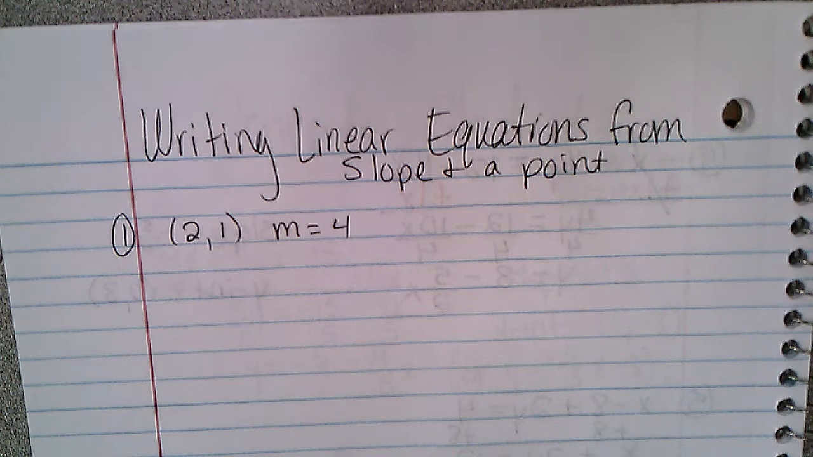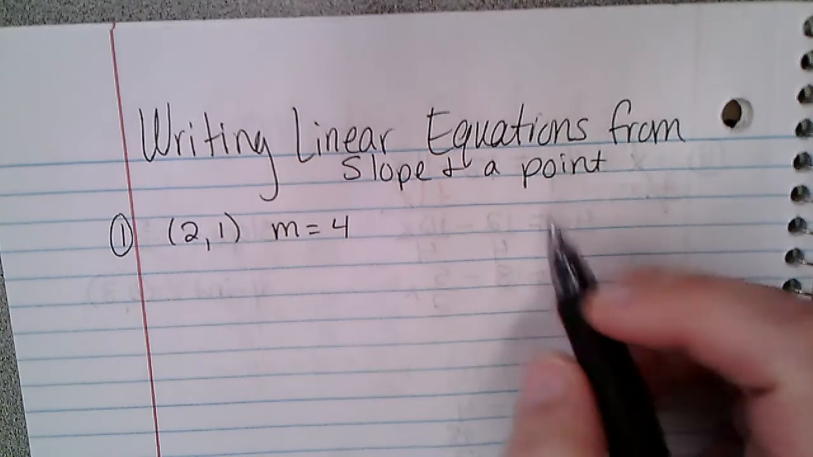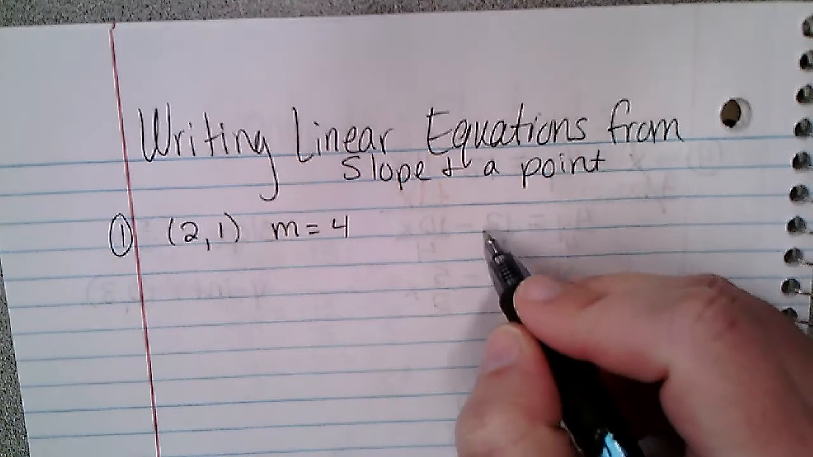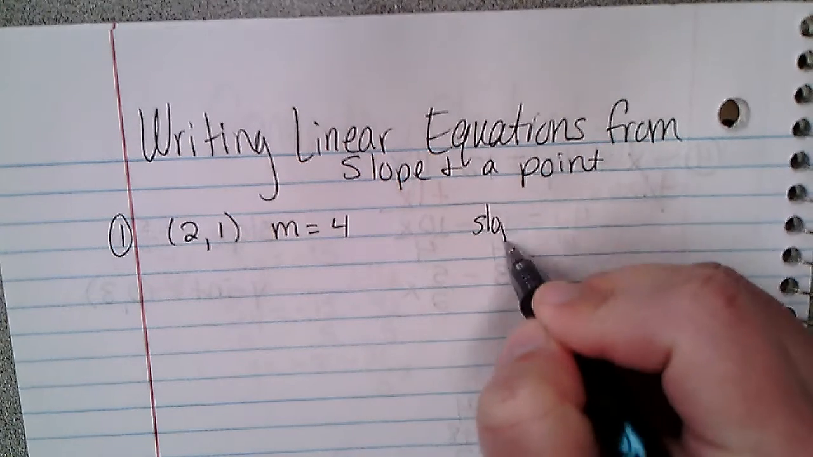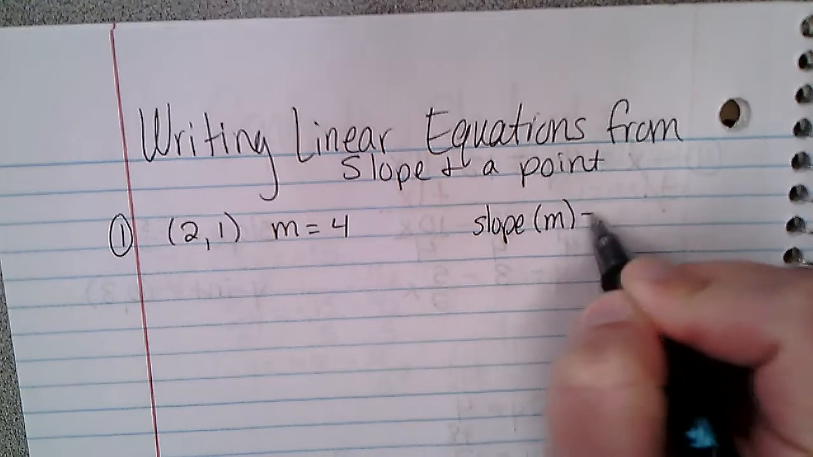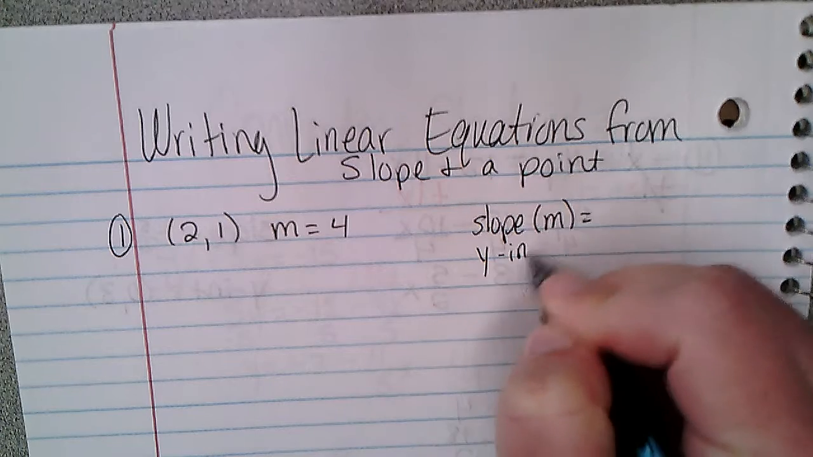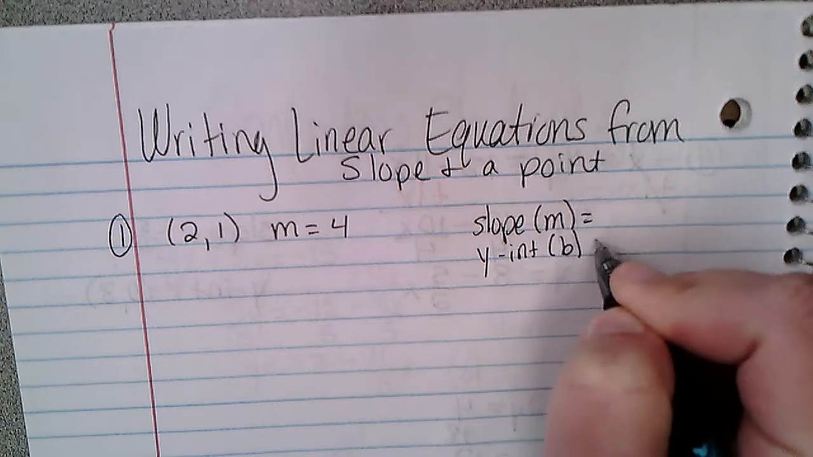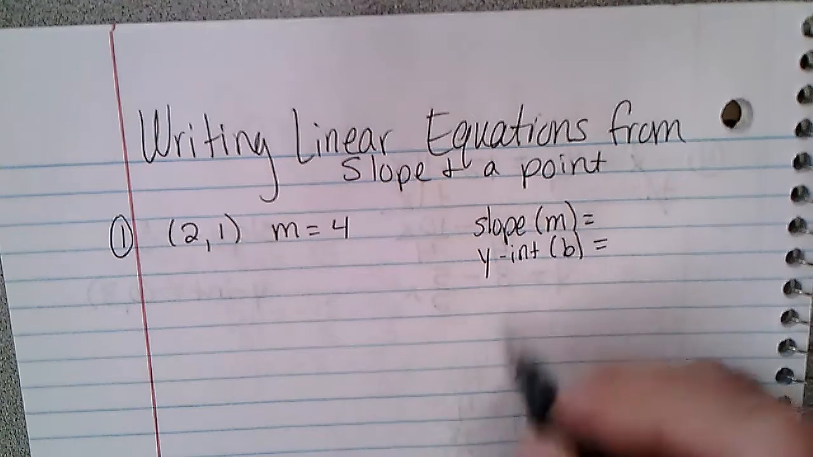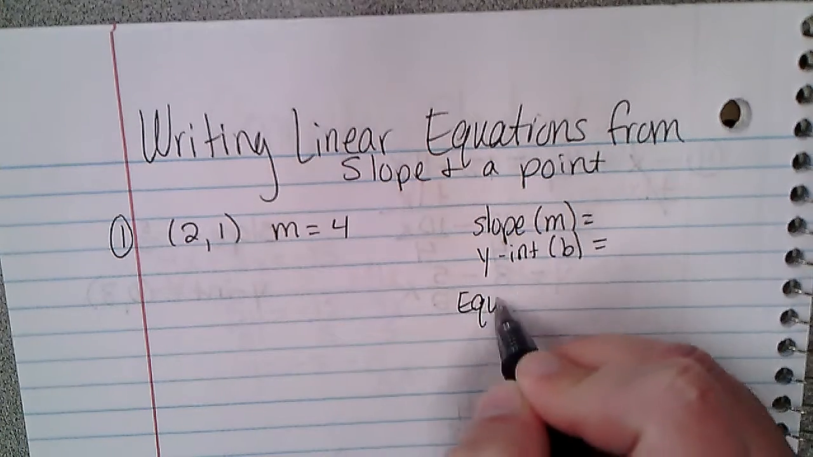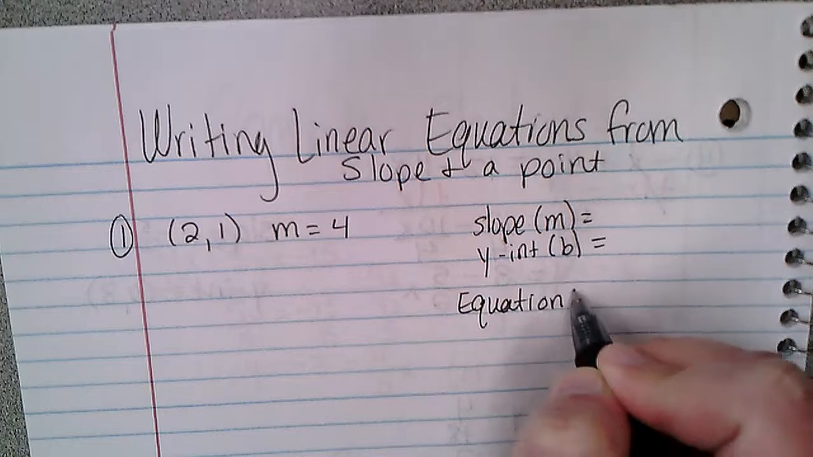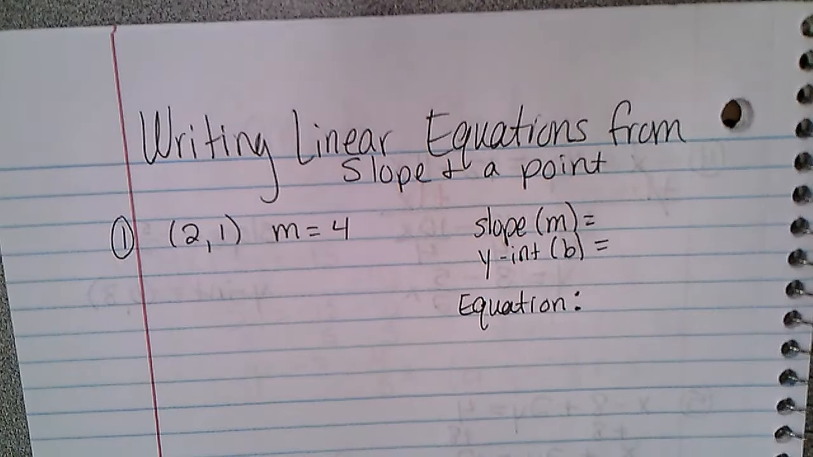So what we're going to do is write the y equals mx plus b equation that meets this criteria. To get the equation of any line, we need the slope, which is m. We need the y-intercept, which is b. And then that will give us our equation. So the final goal is the equation, and we get that from the slope and y-intercept.